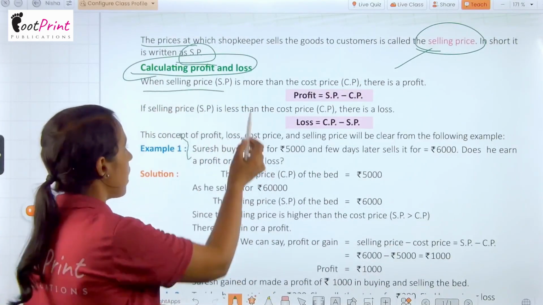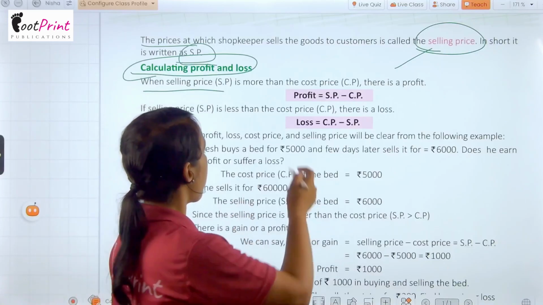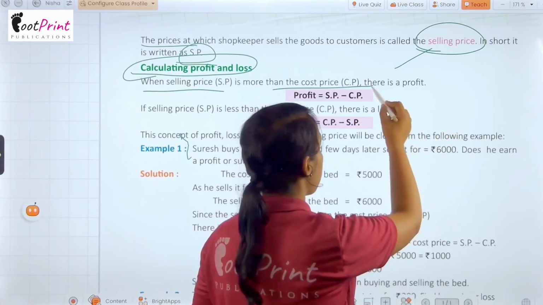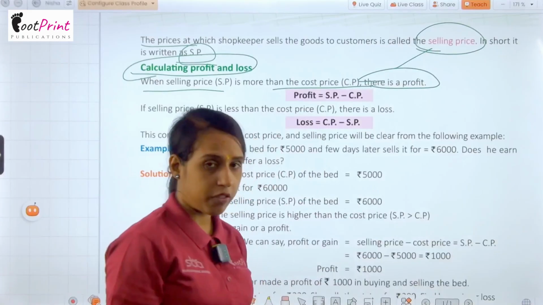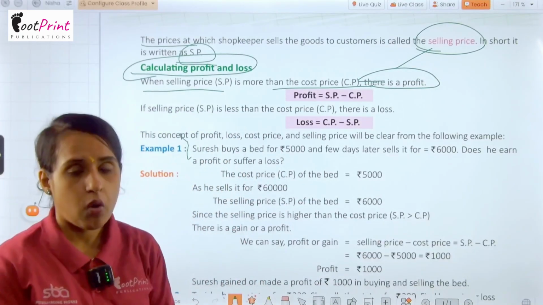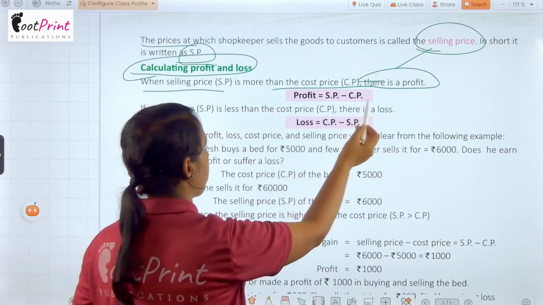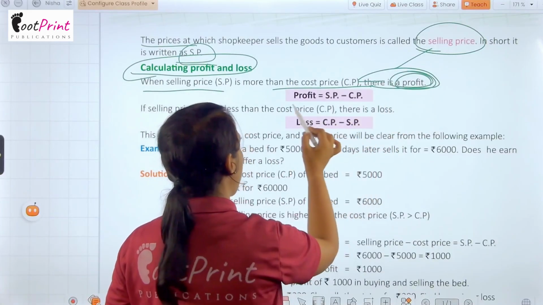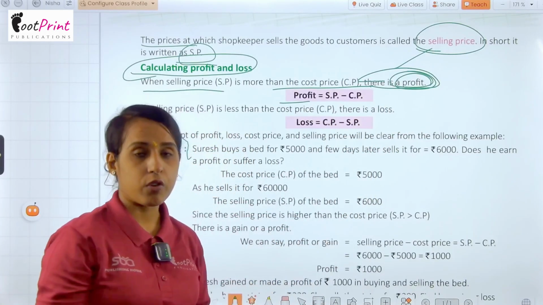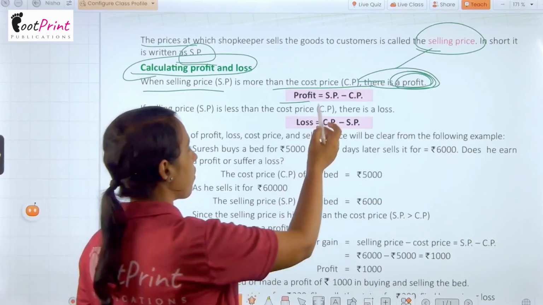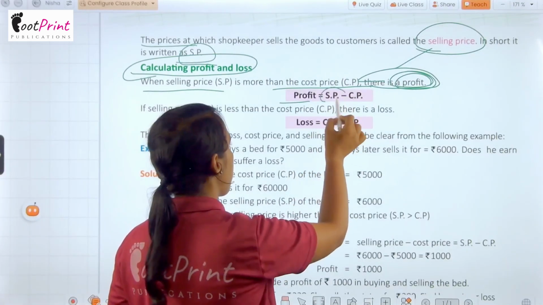Now how do we calculate profit and loss? So when selling price, that means SP, is more than cost price CP, then there is profit. अगर SP, CP से ज़्यादा होगा, so that will make a profit. Okay, उससे होगा profit. So profit equals, if we want to find out the profit, we will subtract CP from SP.